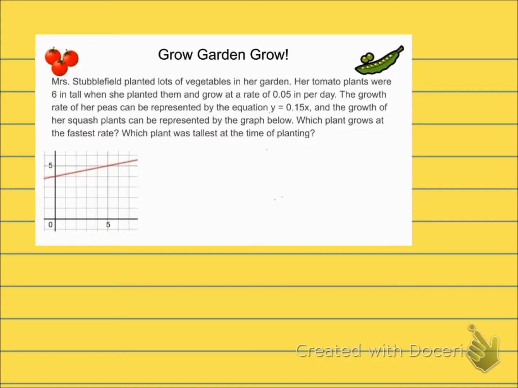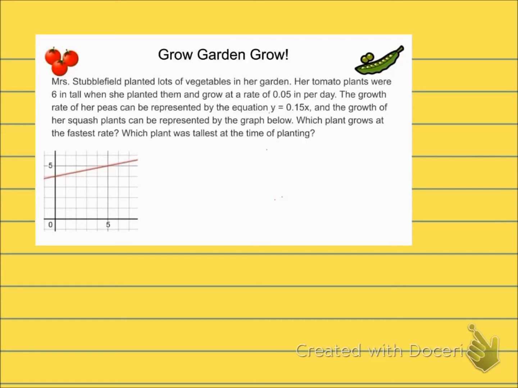It says Miss Stubblefield planted lots of vegetables in her garden. Her tomato plants were 6 inches tall when she planted them and grow at a rate of 0.05 inches per day. The growth rate of her peas can be represented by the equation y equals 0.15x, and the growth of her squash plants can be represented by the graph below. Which plant grows at the fastest rate, and which plant was the tallest at the time of planting?